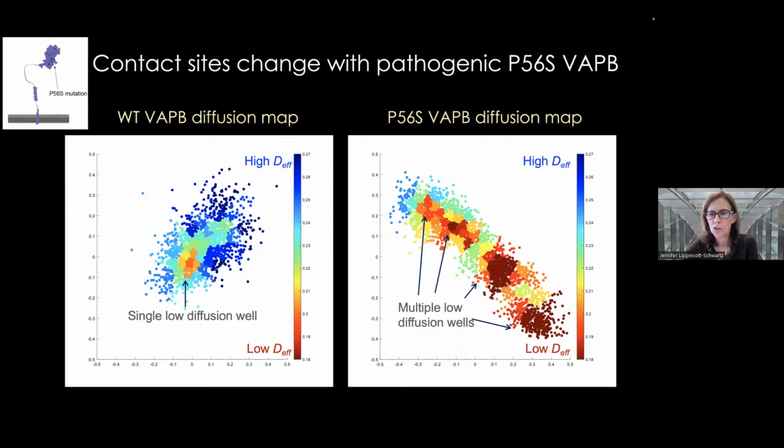Basically, this data is suggesting that these contact sites are now becoming much more aberrant in terms of their tethering characteristics. And that might in turn impede their ability to remodel under different conditions, like I just showed you with nutrient starvation. And that itself might lead to ultimate metabolic dysfunction in these cells.